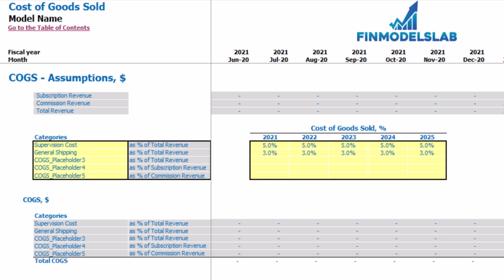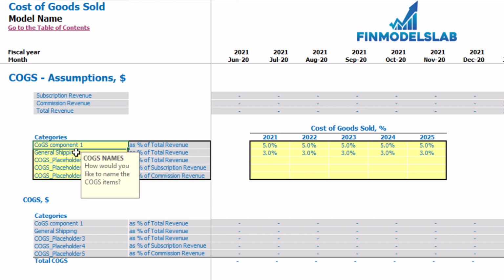On the COGS tab, you can set up to 5 COGS categories and drivers for them. So on the yellow cells, you may set up the names. It can be COGS component 1 or any other name which you would like to use, and you have 3 options of how to define it: as a percentage of total revenue, as a percentage of subscription revenue, or as a percentage of commission revenue, if you have these 2 options.